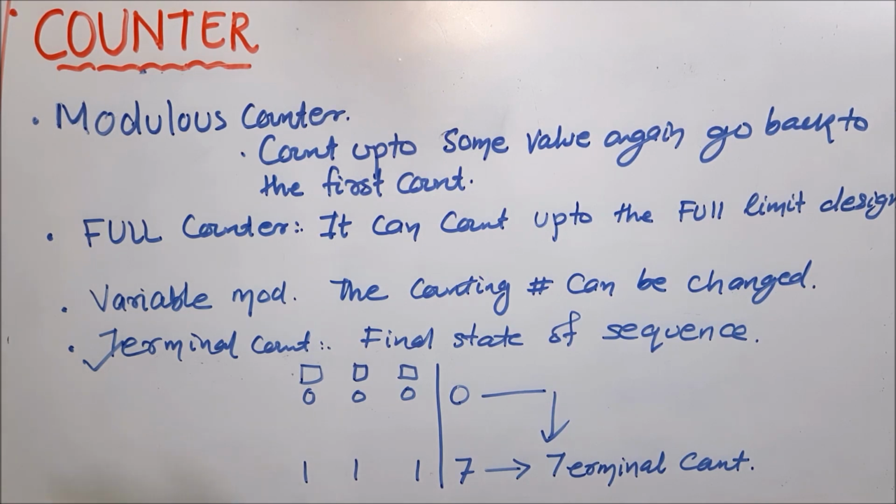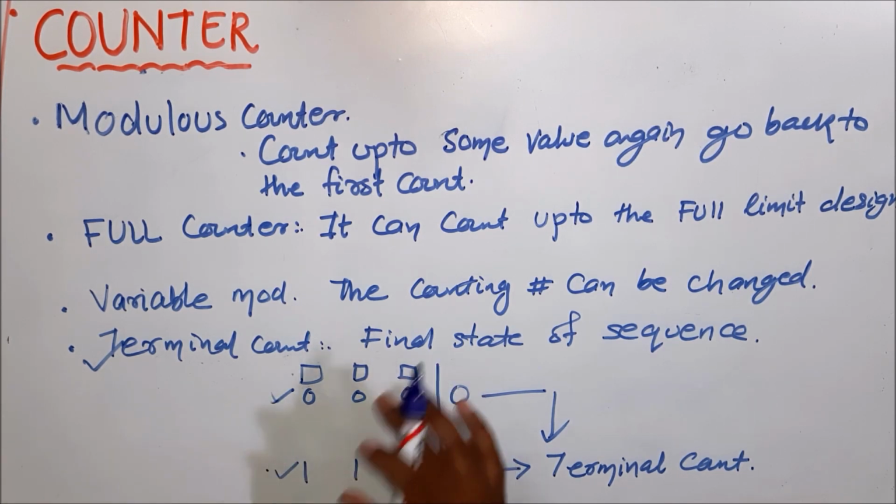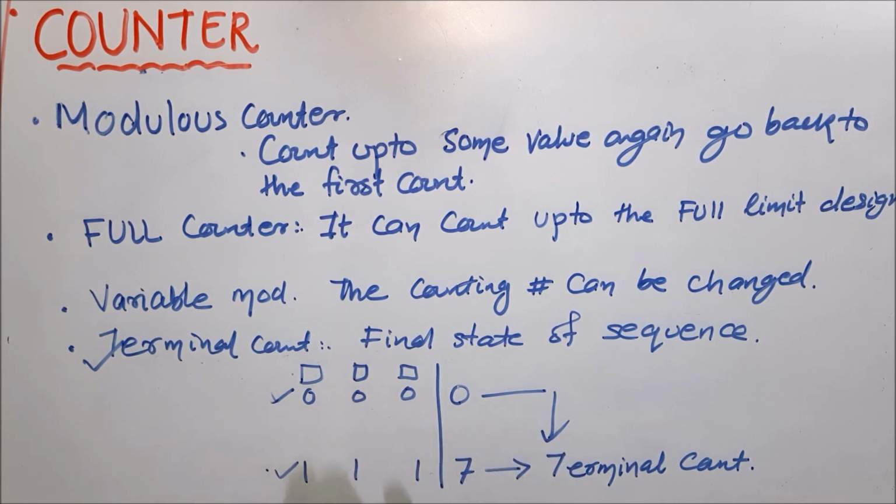If my counter can count starting from 0 to 111, that means it can cross all the states for which it is designed, then it is called a full counter. That means using 3 flip-flops we cannot exceed 3 variables. We cannot go for 4 variables. That is why this is my minimum count, this is my maximum count. So the counter that can count from minimum to maximum is called a full counter.